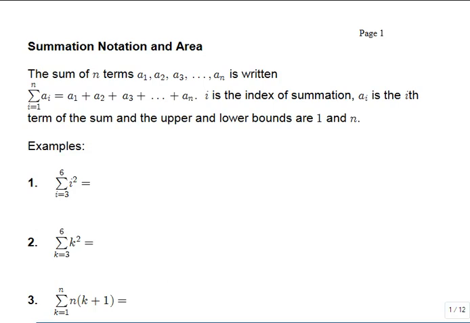Now the sum of n terms, a sub 1, a sub 2, a sub 3, all the way up to a sub n, is written a sub 1 plus a sub 2 plus a sub 3 all the way up to a sub n. This would be the long way to write it.